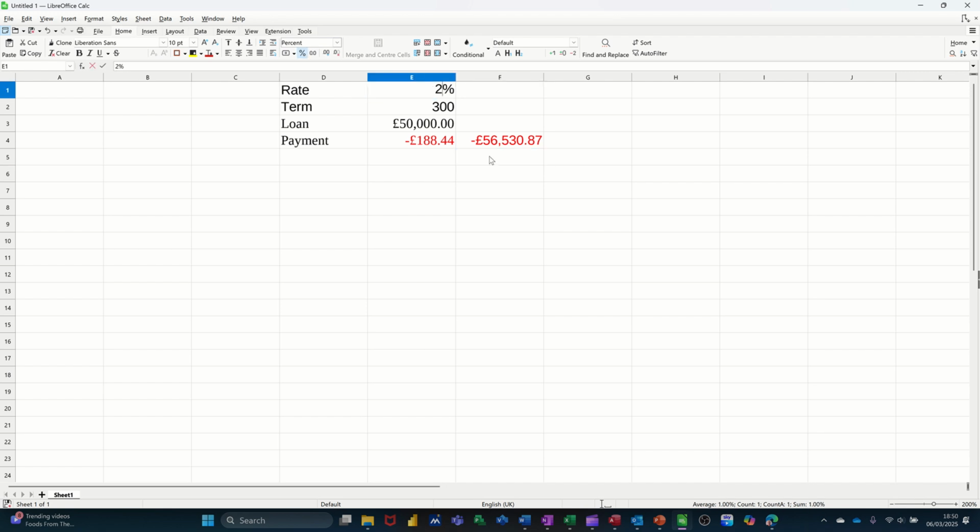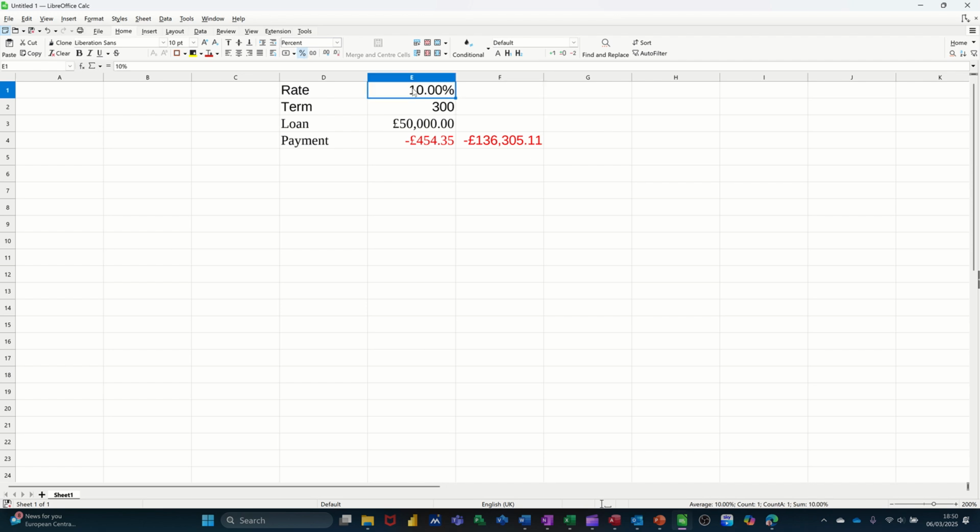So 1%, 2% soon adds up, and then if you get to sort of 5%, the amount over 300 payments, which is 25 years, is off the planet. 50,000 borrowed, 87,000 paid back. 10% that started off with is a ridiculous amount.